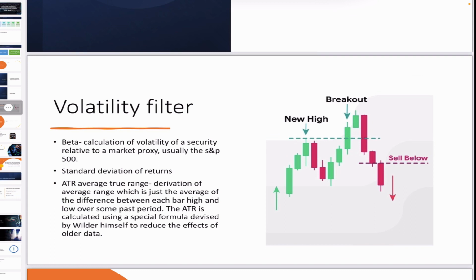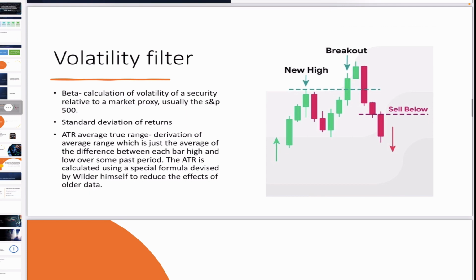So these two are kind of difficult, beta and standard deviation. However, if you want to know the beta of a stock, you can just go on the net and type it, you'll get to know. Let's see the most important way to filter out a stock on the basis of volatility, that is the ATR.